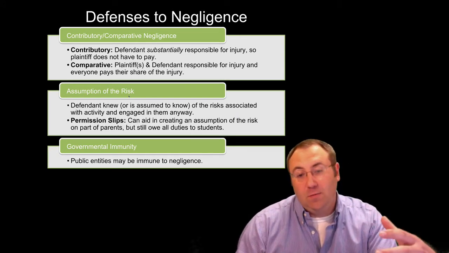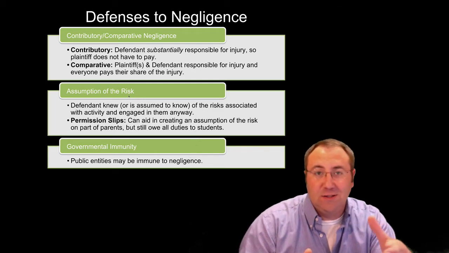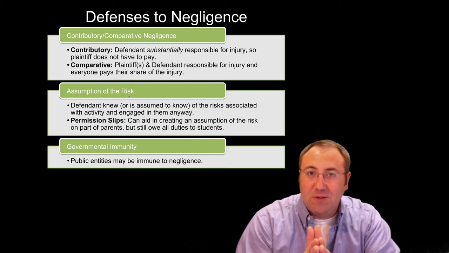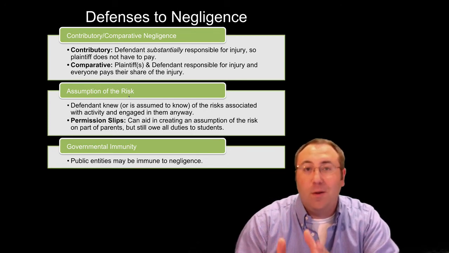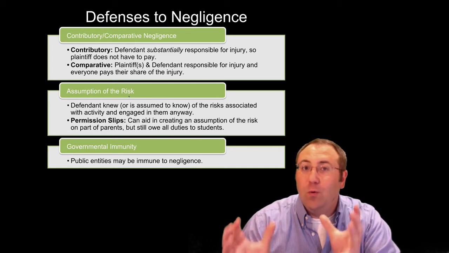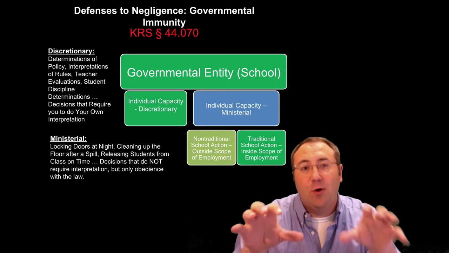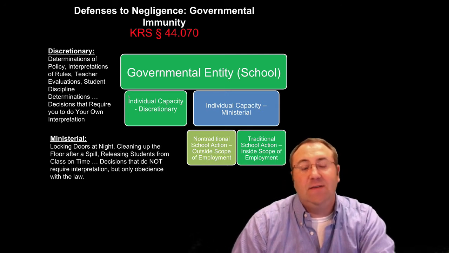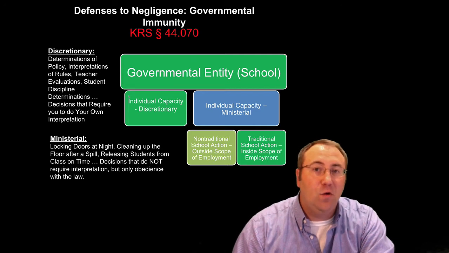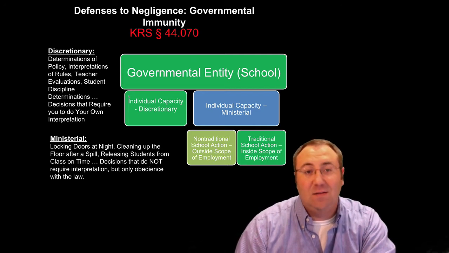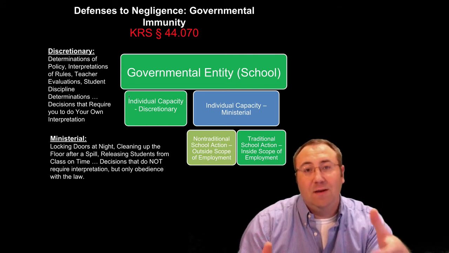Now the big one, though, is governmental immunity to negligence. And as we established in our first meetings together, you are the government if you work at a public school. All right, so we really have to wrestle with this concept of governmental immunity then. So let's dive deeper on that. So we have a statute that gives us some guidance on when we are going to apply immunity to governmental employees in Kentucky. And of course, being a public school, you're a governmental entity.